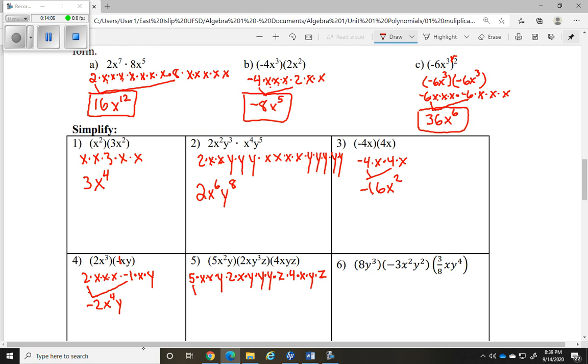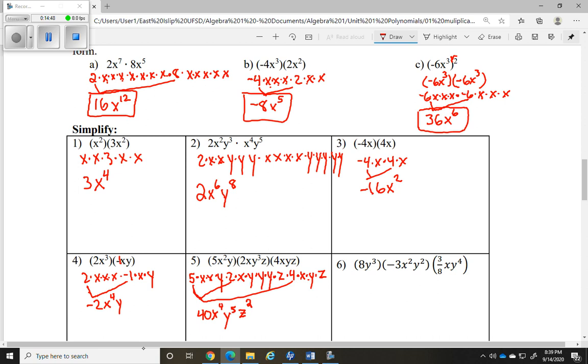And I like to take care of my numbers first. 5 times 2 is 10 times this 4 is 40. X is being used as a factor 4 times. Y is being used as a factor 5 times. And Z is being used as a factor 2 times. I like to put that crossbar on my Z's sometimes so that they don't look like 2's.